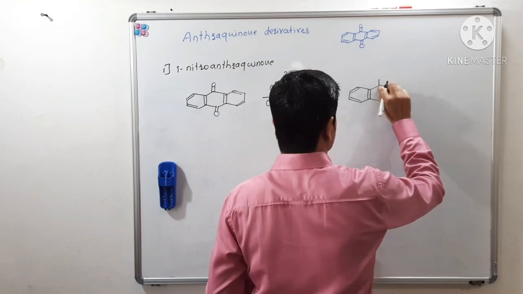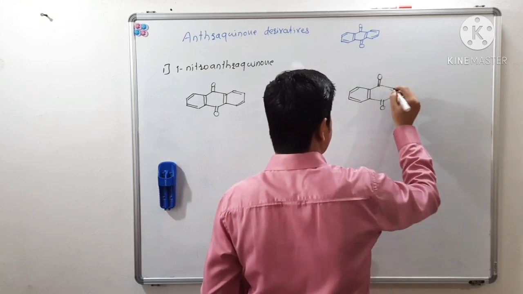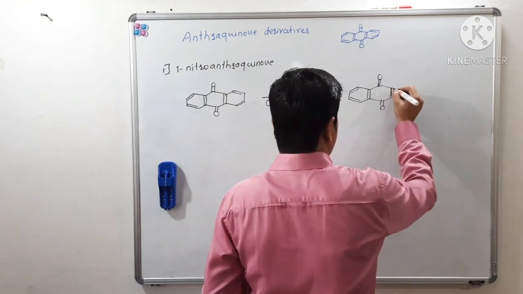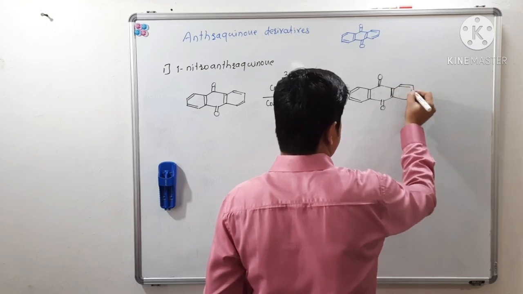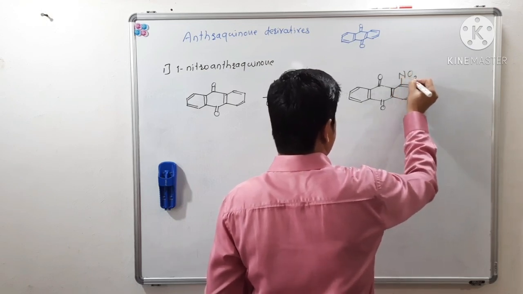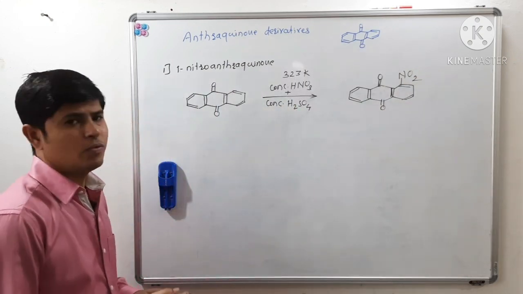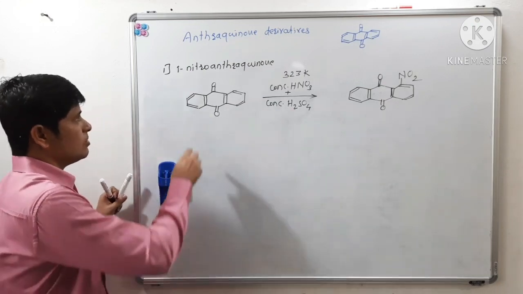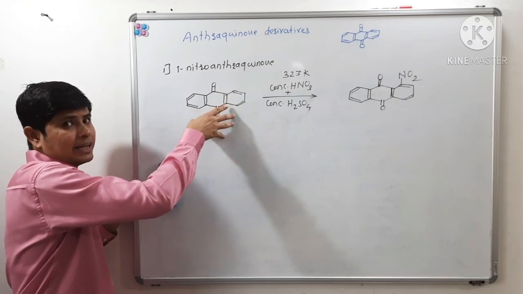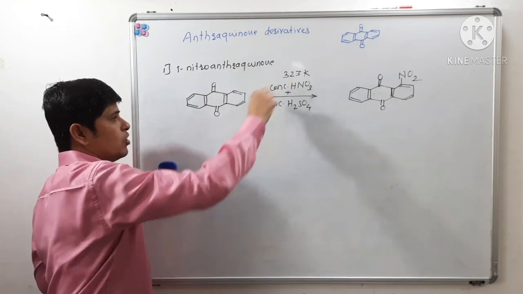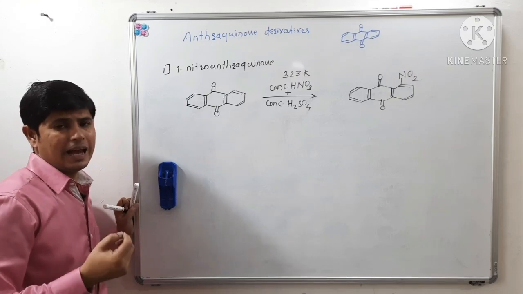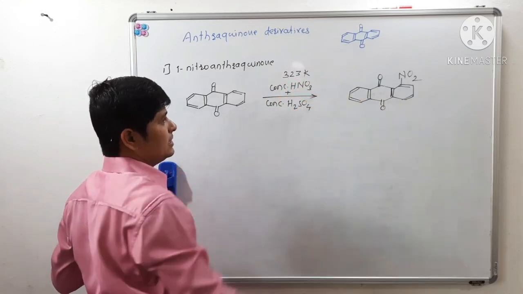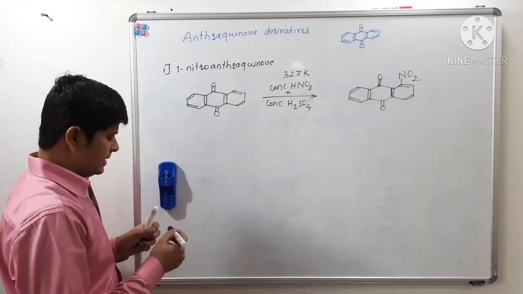1-nitroanthraquinone. So how can 1-nitroanthraquinone be synthesized? For the synthesis of 1-nitroanthraquinone, we have to take anthraquinone, and this anthraquinone is reacted with what? Nitrating mixture, that is nitric acid and concentrated sulfuric acid mixture at 323 degree Kelvin, which gives 1-nitroanthraquinone. Now let us see the next synthesis.